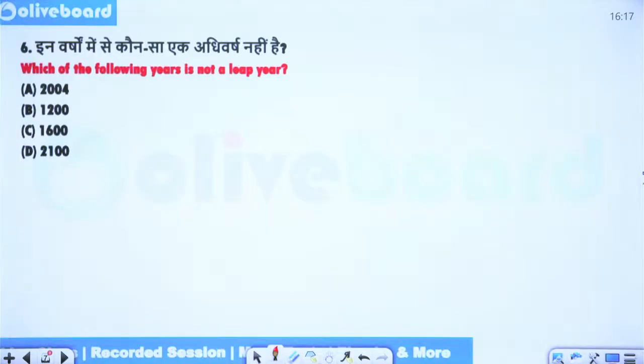Which of the following years is not a leap year? 2004, 1200, 1600, 2100. See, 1200 is a leap year, 1600 is too, and 2100 is not because it is a century year, and the first two numbers are not divisible.